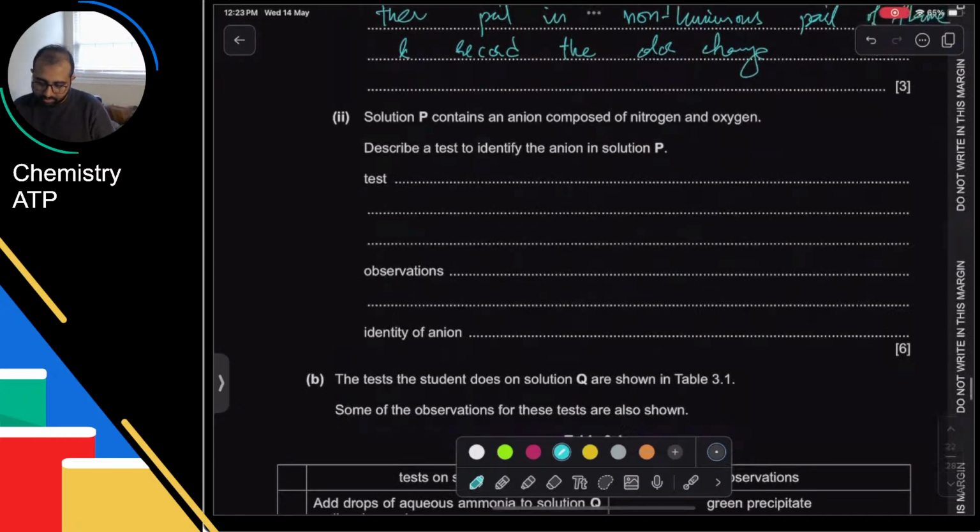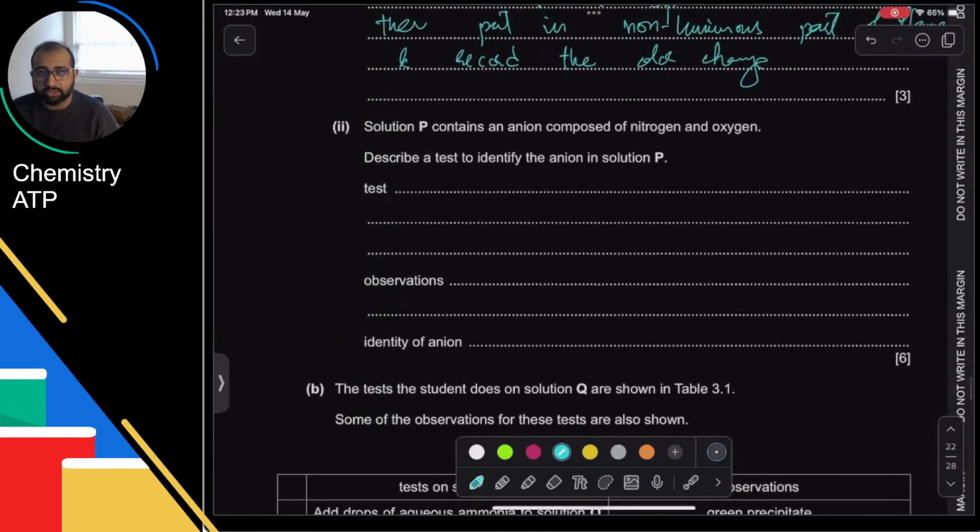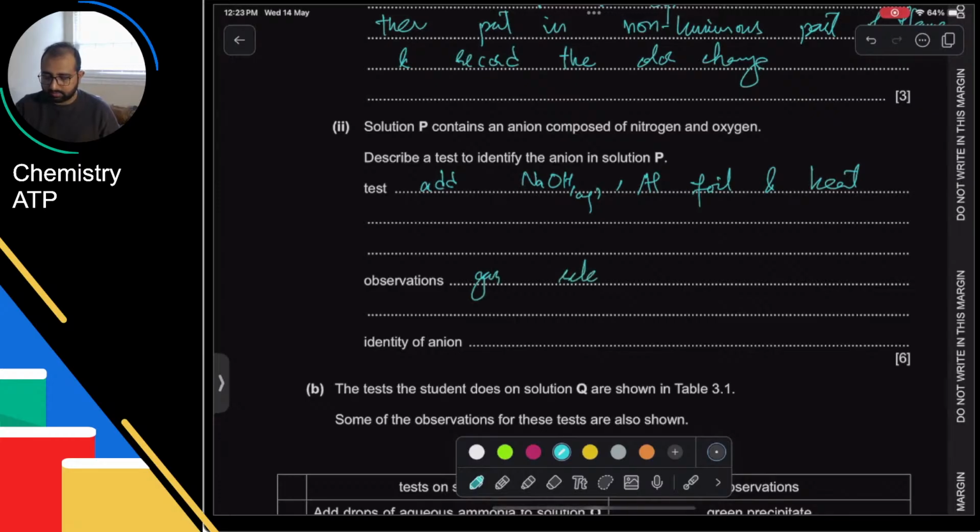Okay, all right. Solution P contains an anion comprising of nitrogen and oxygen. Could be nitrite, could be nitrate, I don't know. Describe a test to identify the anion. Again, we only know about nitrate and its test, so I'll just do that. What is that? You add aqueous sodium hydroxide, aluminum foil, and heat. Okay, and the observation is that gas is released. Now, don't say ammonia gas released. Gas released that turns red litmus blue, and that is ammonia.